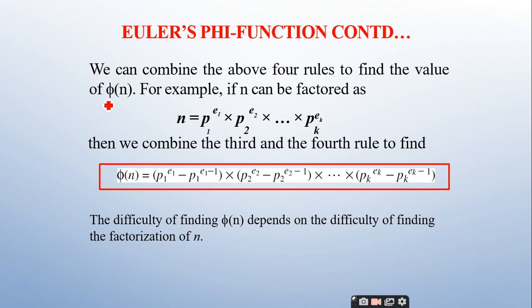Another important point we should remember is we can combine the above four rules. You can mix the third rule and the fourth rule, or the second rule and the first rule, or the second rule and the fourth rule. Like that, you can mix the rules to frame your own phi function. That is not a big issue, right?